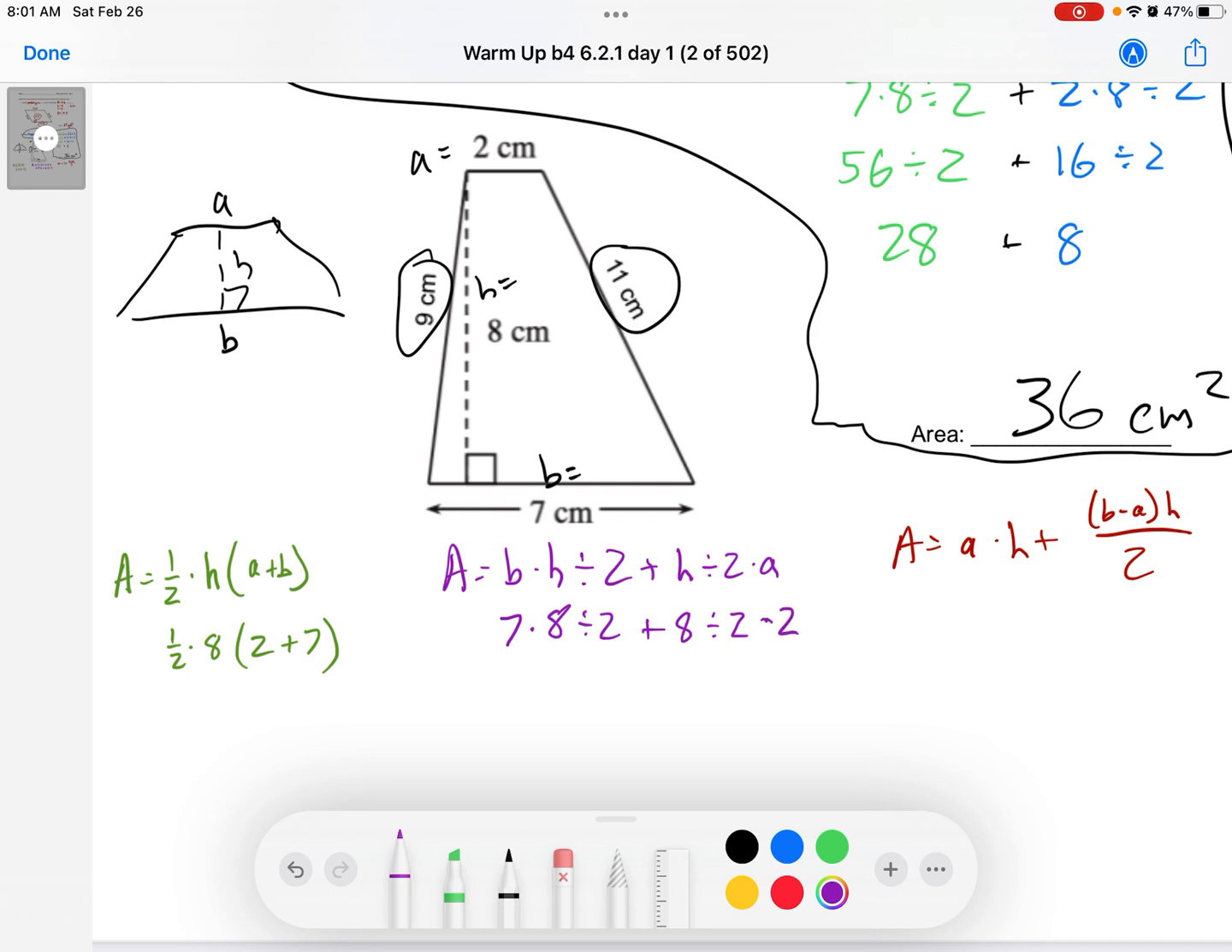And then over here, let's do this last one. We're just going to plug all these in. Boy, that one looks intimidating, but don't be scared. A is 2 times H, which is 8, plus B, which is 7, minus A, which is 2, H, which is 8, and divide that by 2. Again, where do these come from? Not important today. Not important at all.